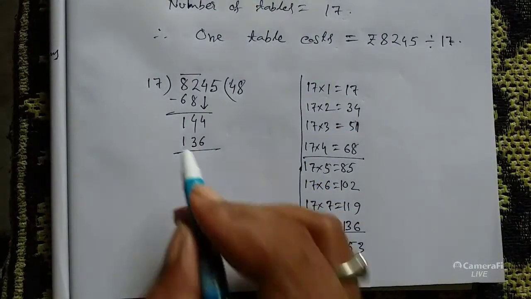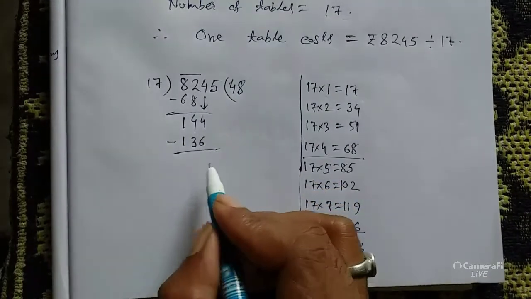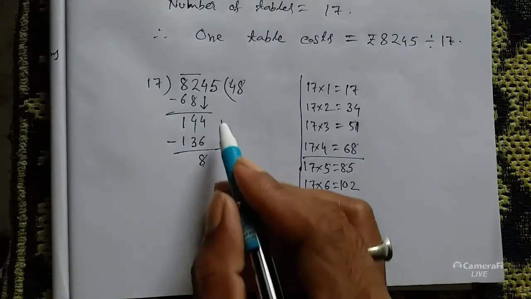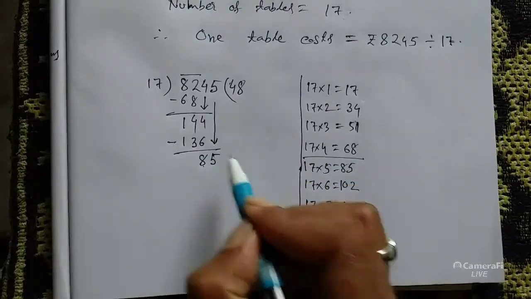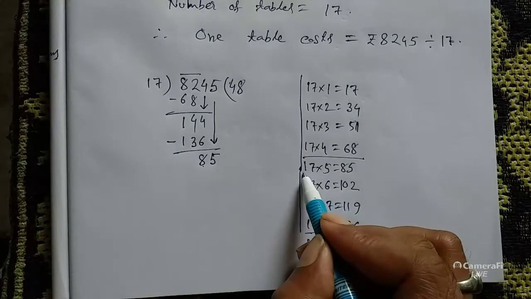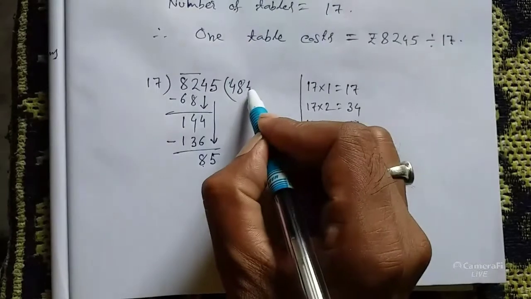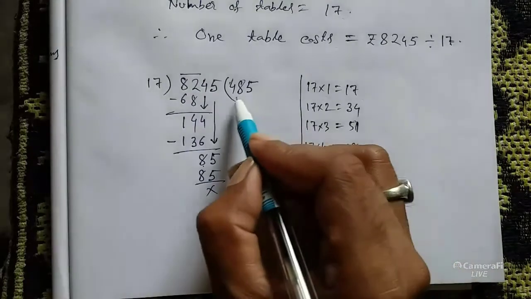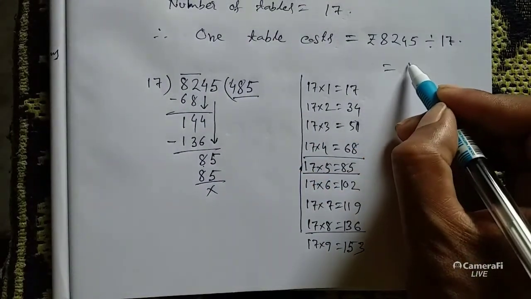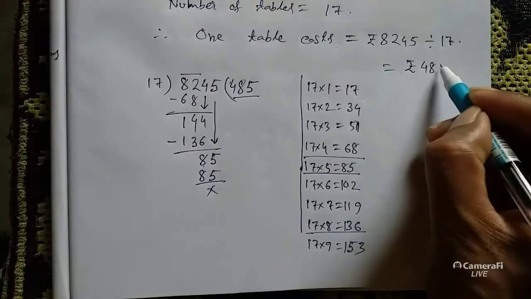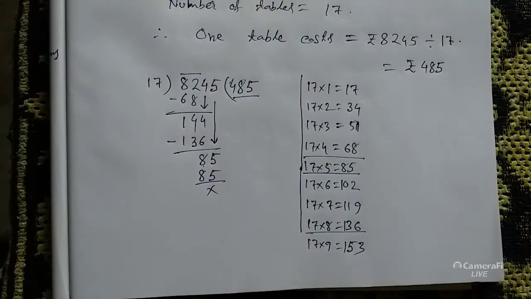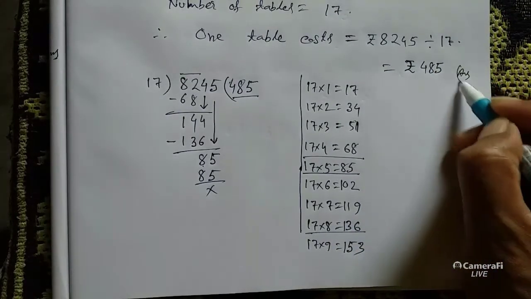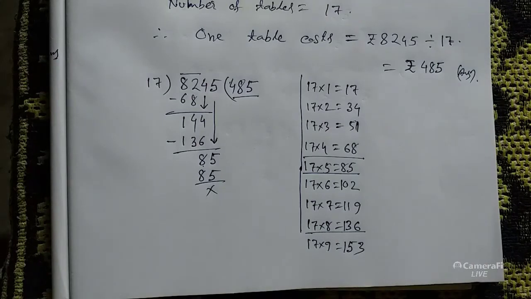Now again subtract. 14 minus 6 is 8. 1 borrowed from here, so this crosses out, 8. Now take the next digit 5, 85, and check it: 17 5 ja 85. This completes the division. The result is 485. So this is the cost of one table. One table costs rupees 485. This is the answer.